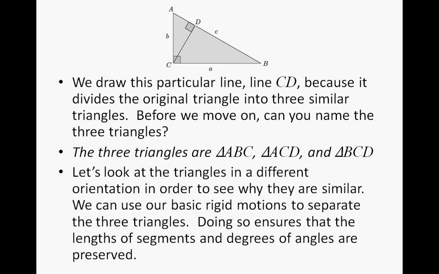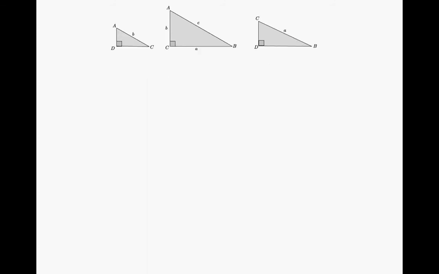So let's look at the triangles in a different orientation in order to see why they are similar. We can use our basic rigid motions to separate the three triangles. Doing so ensures that the lengths of the segments and degrees of angles are preserved. So when we watch the video later on in this lesson, you will see how we can use the transformations to move these so that they are separated out and in the same orientation. Basically we've taken those two triangles and moved them away from the original so that they are all facing the same way.